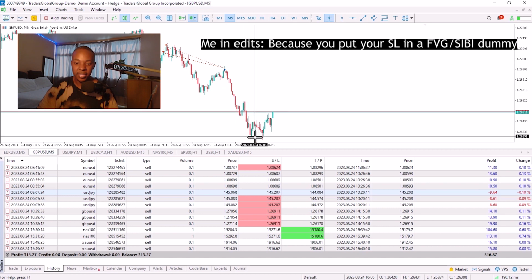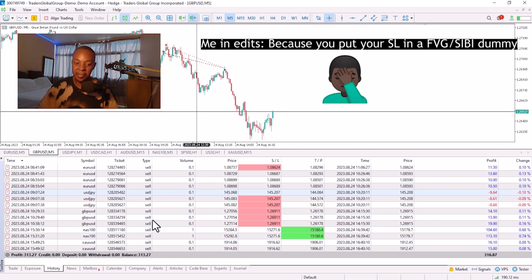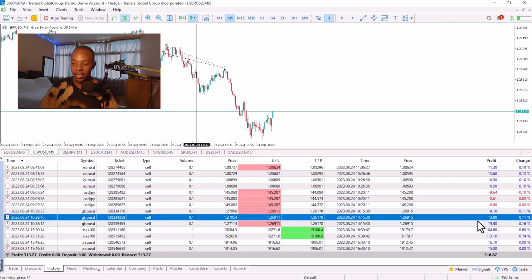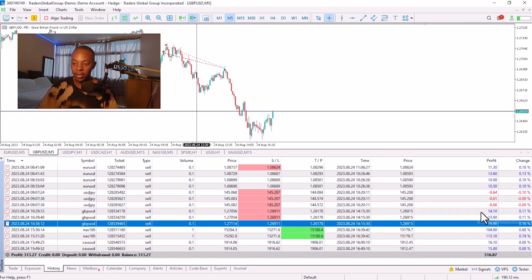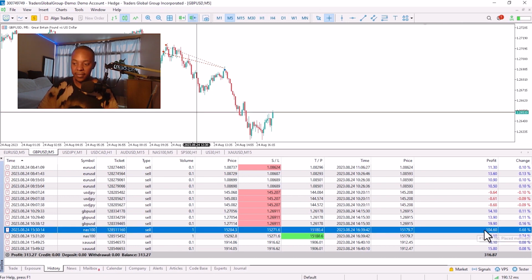And then the market just dropped. That also broke my heart very much. But it was a profitable trade, as you can see there. I got out with 14 USD, 13 USD, and 19 USD. And then the NAS trade, as you can see there.